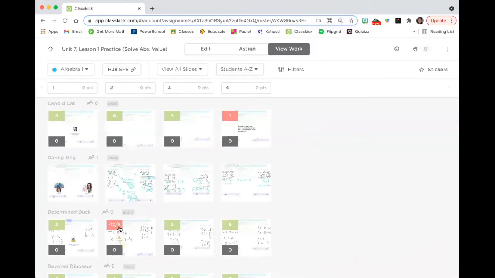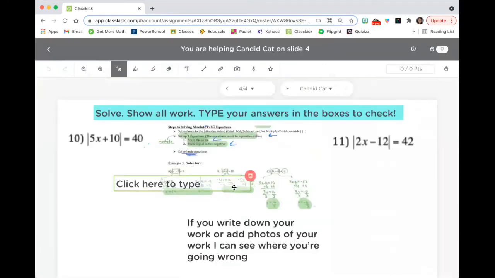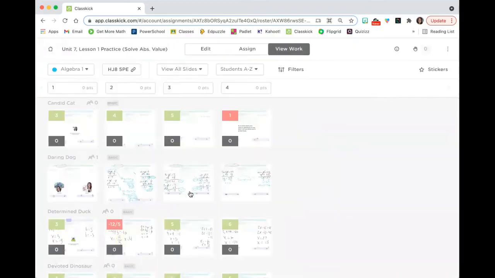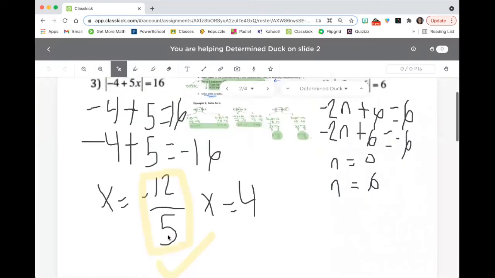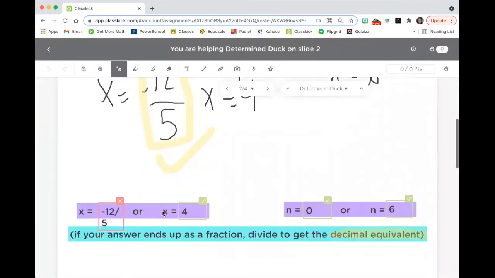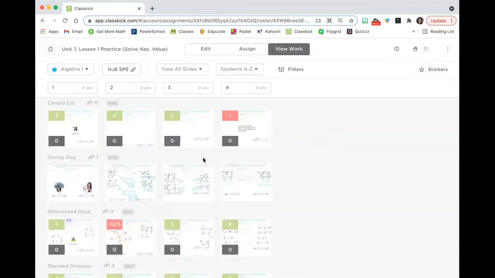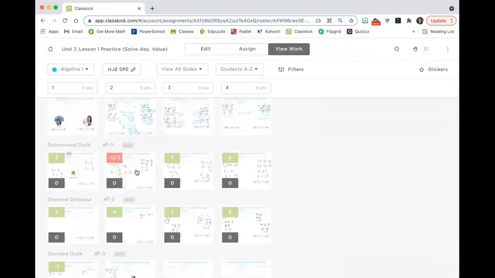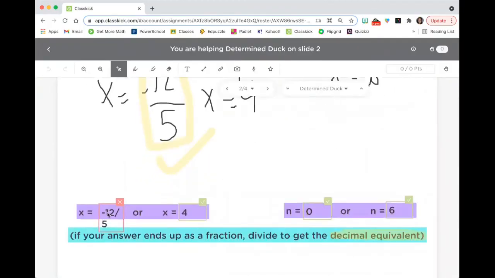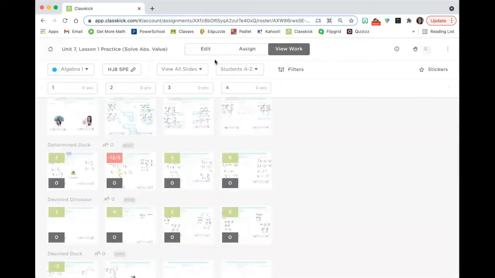And you can see here, I'm able to see, okay, this student got this one wrong. I typed something to him or her: if you write down your work or add photos, I can see where you're going wrong. And here I was able to highlight where a student went wrong and where they needed to end up maybe fixing something. Now for this one, you can see I actually checked it off for them in the box I had, and that's one thing you need to be very aware of.